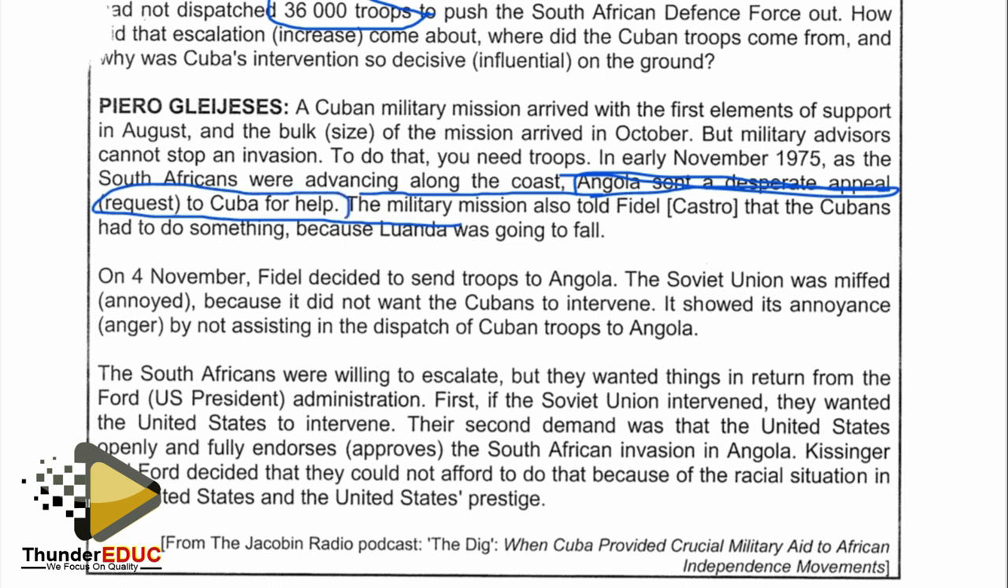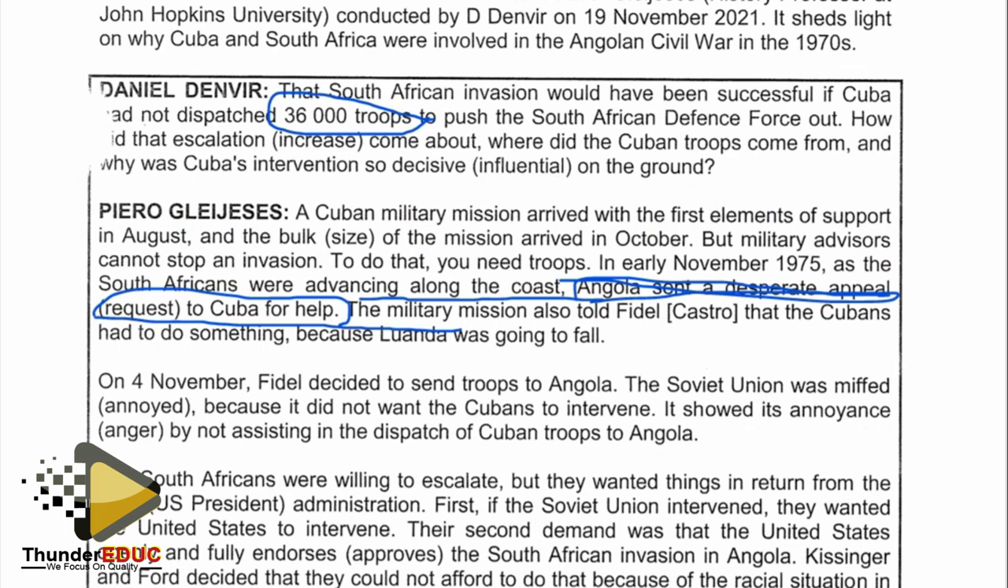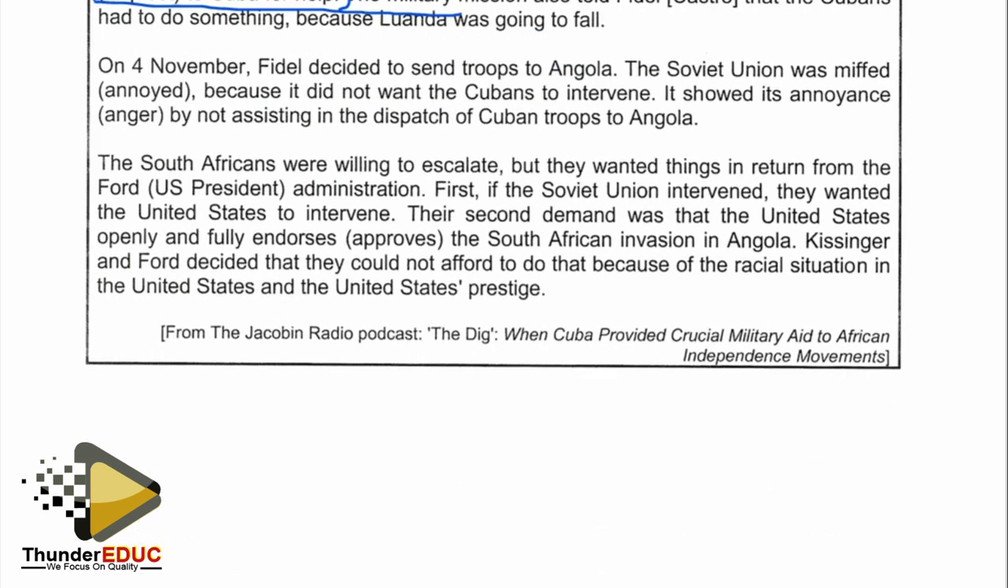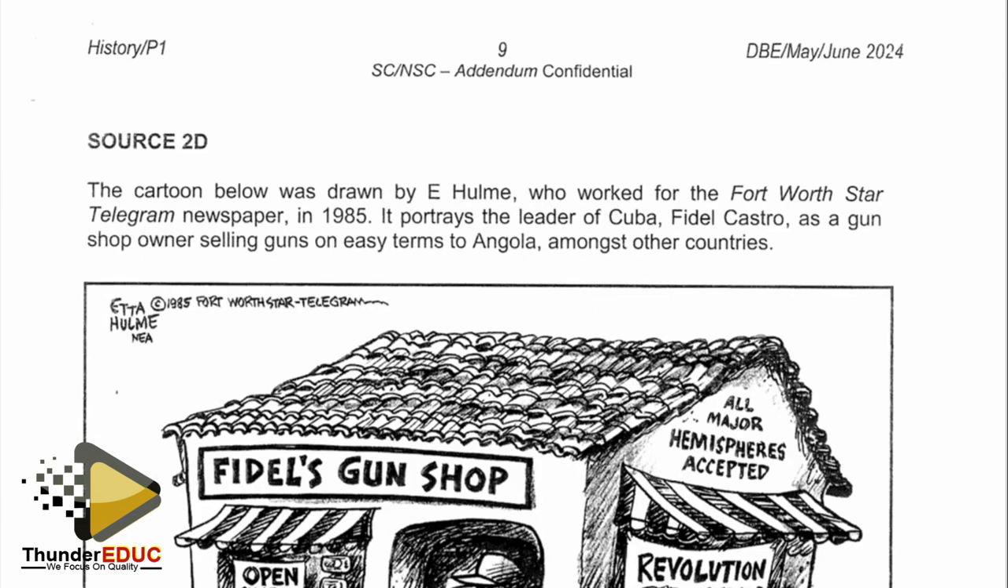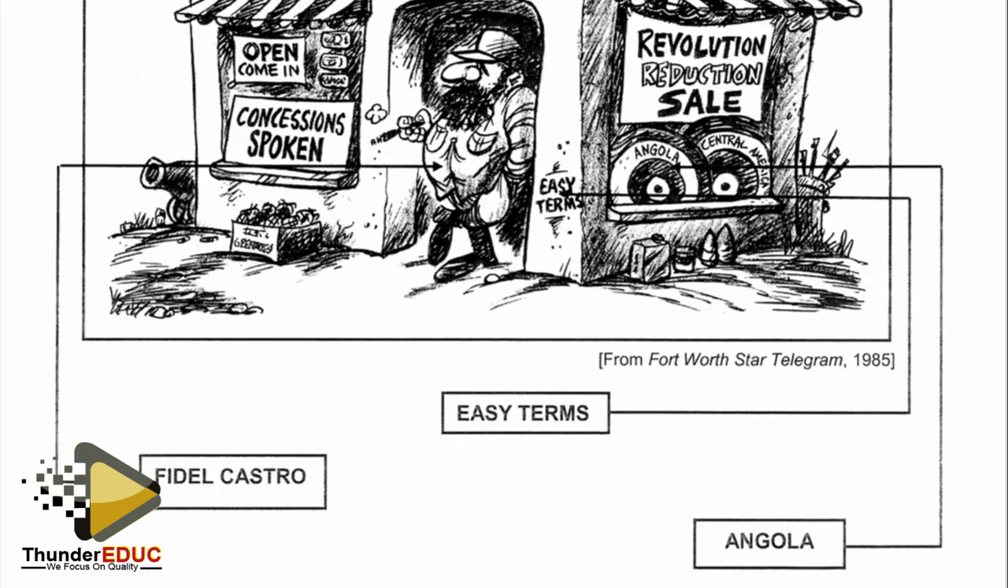Angola was desperate and they sent an appeal: please assist us, we are having a challenge. And how is that supported in source 2D? This is an aspect. Angola sent a desperate appeal to Cuba to request for help, and Cuba sent them 36,000 troops. How is that supported by source 2D? Source 2D, if you check here, is talking about easy terms.